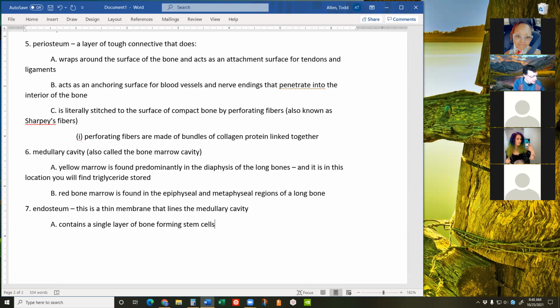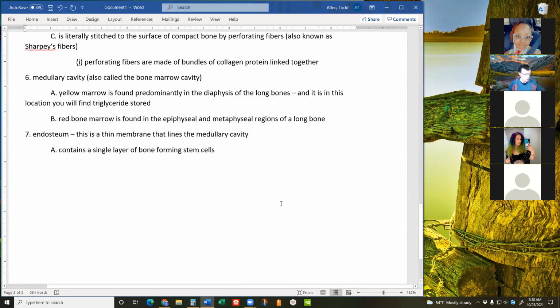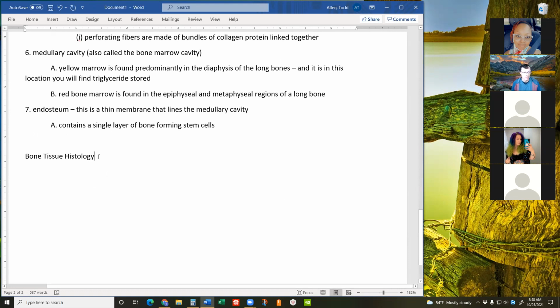Okay, all right. So we're going to switch gears now from the long bone anatomy, and we're going to start talking about the histology of bone tissue. We're going to talk about the different types of cells that we would be capable of finding if we looked microscopically into the bone tissue itself. What would we find? So I'm going to be drawing your attention to figure 6.2, which in my book is page 181. Bone tissue histology.